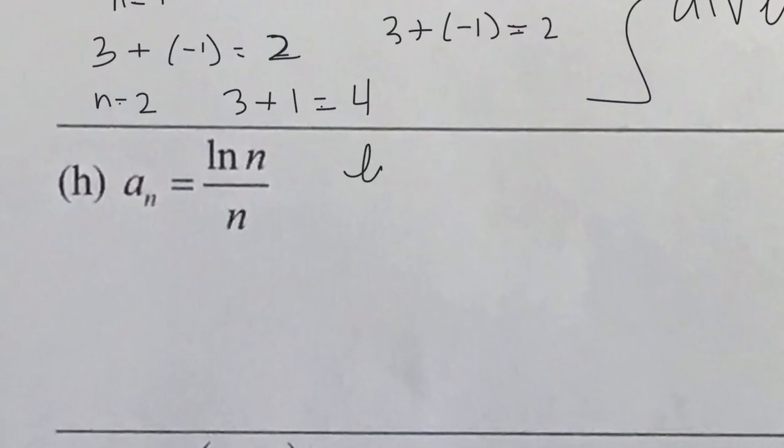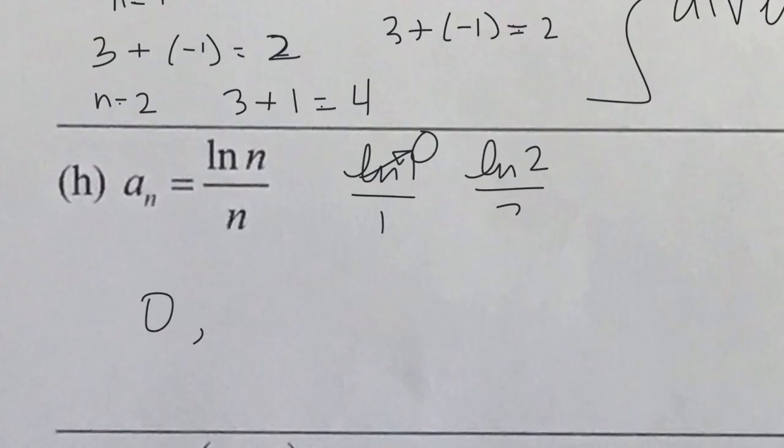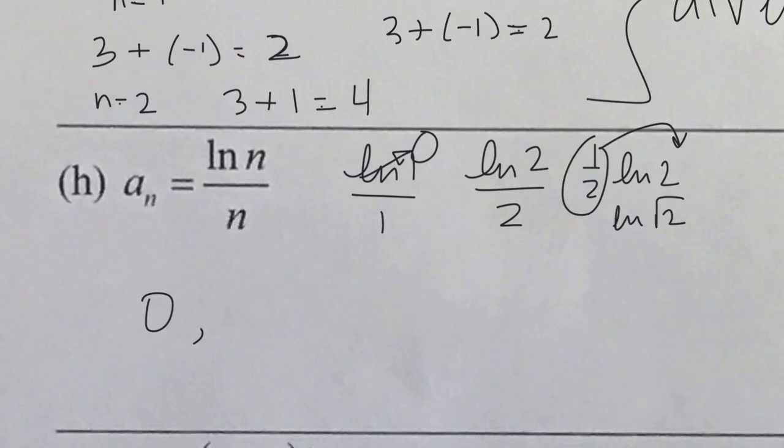We have the natural log of 1 over 1. Well, what's the natural log of 1? That's 0, so our first term would be 0. Then our second term, natural log of 2 over 2. That's 1/2 the natural log of 2, which is natural log of 2 to the 1/2, natural log of the square root of 2. Okay?